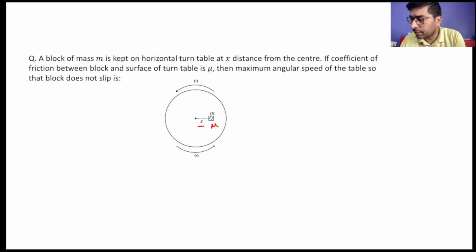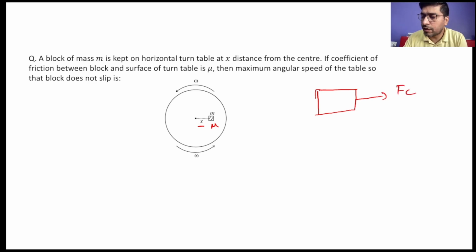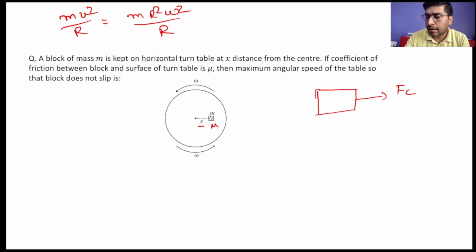For that purpose we need to check the free body diagram of this block. Suppose we are observing this motion while sitting on the table. Which force will act on this object m? A centrifugal force. And centrifugal force is mv square by r, or we can write v as r omega. So it becomes m r square omega square by r. This gets cancelled out and we get centrifugal force mr omega square.